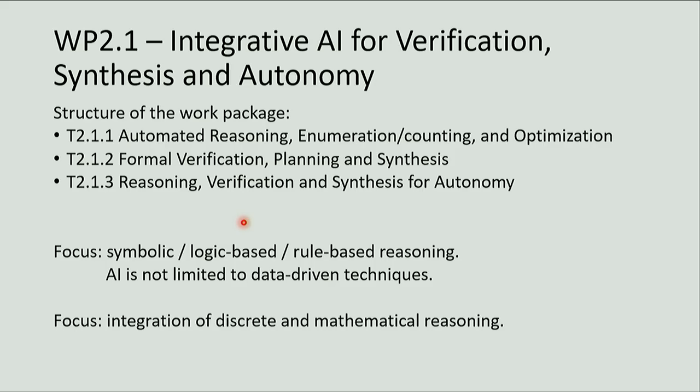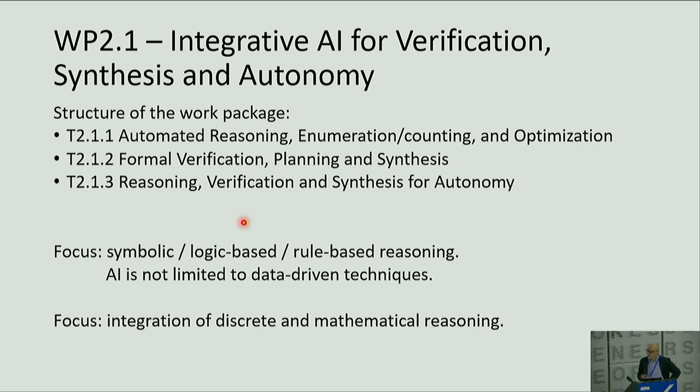So this is joint work with Roberto Sebastiani, who co-leads the work package in Integrative AI for verification, synthesis, and autonomy. The work package is structured in three tasks. One is automated reasoning, enumeration, counting, and optimization. The second is formal verification, planning, and synthesis. And the third is reasoning, verification, and synthesis for autonomy. So this is going to be an overview talk.